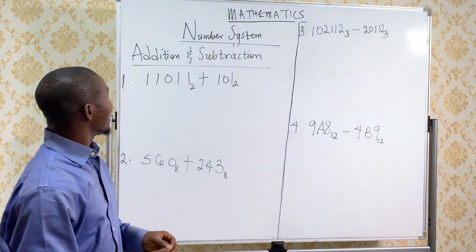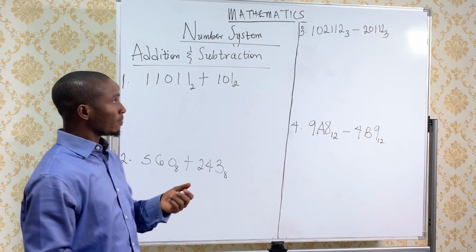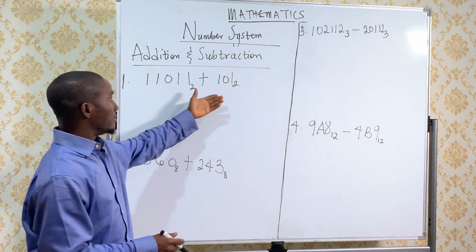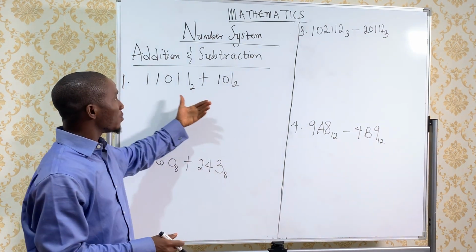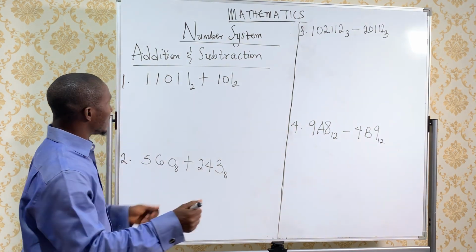Now, still on number systems. I want to look at the addition and subtraction that has to do with number systems. The first example is dealing with base 2. We want to look at how we can add two different numbers together in base 2. Now, let's get this example.